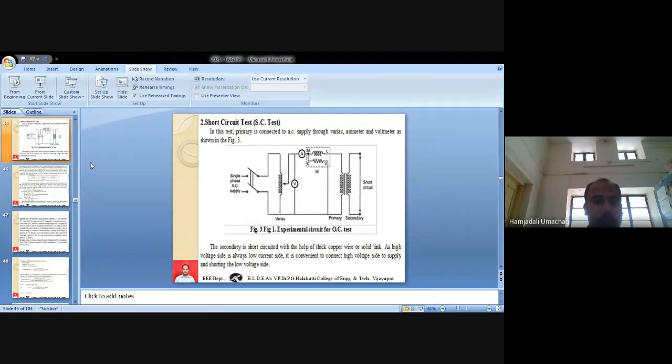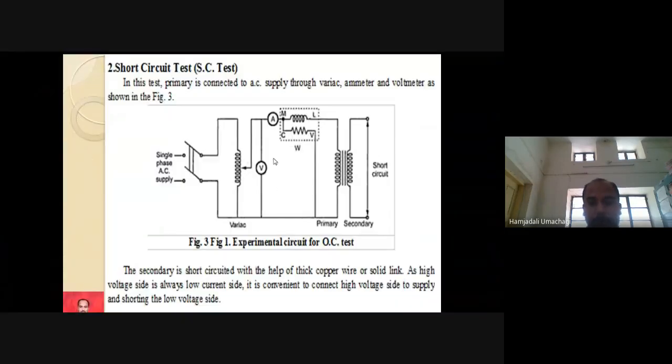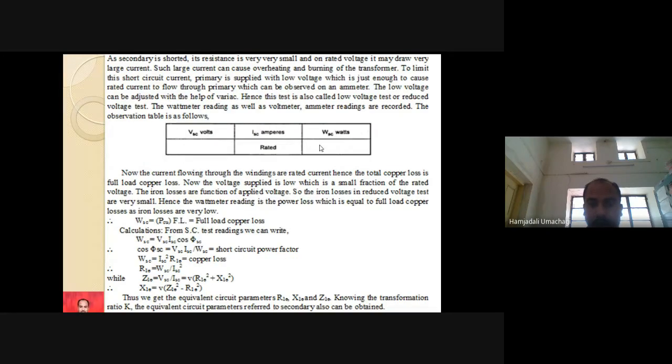Okay. So from the short circuit test, VSC, ISC, WSC, these three meter readings you have to note down in this tabular column. Now use these values for calculating the different parameters. Which are those different parameters? Let us have a look over here.